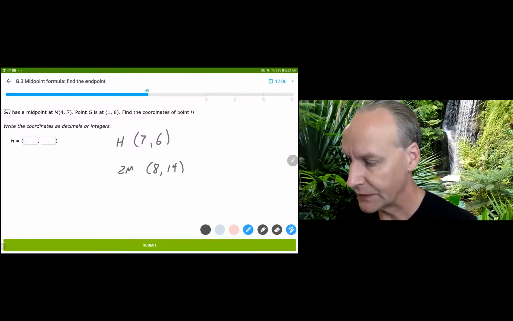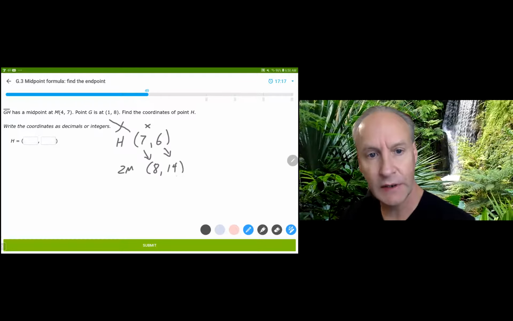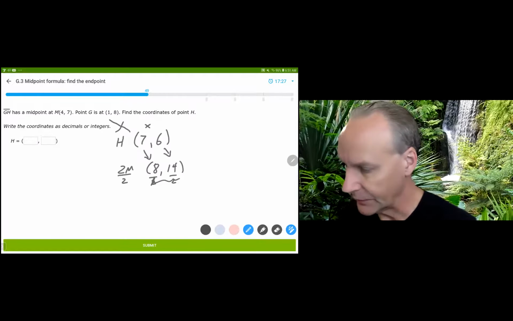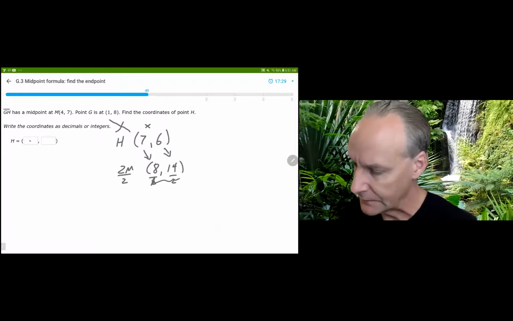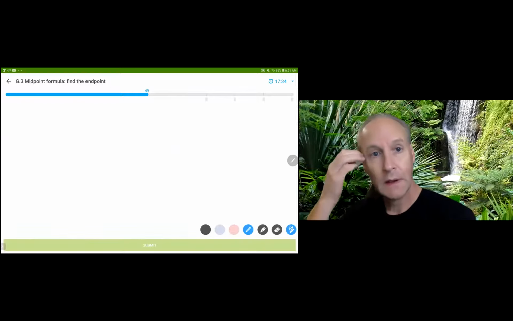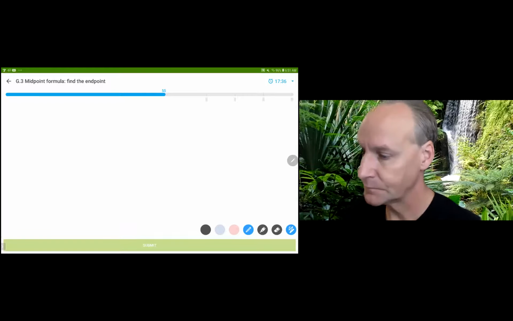It's because 1 plus 7 is 8, and 8 plus 6 is 14. And that's going to give me double the midpoint. And when I divide the 2m divided by 2, I'm going to get the midpoint, which is 4, 7. Anyway, so I am going to speed this up a little bit. So I'm going to go 7, 6, and I'm going to go a little faster now.